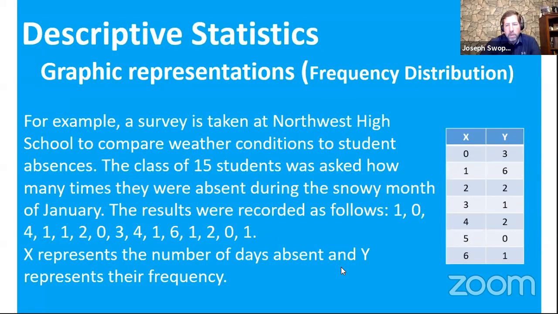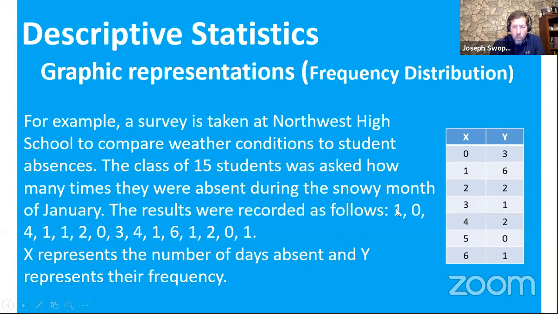Okay, descriptive statistics have graphic representations. This first one here is called a frequency distribution. It's just simply a table with X and Y. And you can imagine if I have X and Y, that's going to nicely translate into a graph where X is going to be the independent variable and Y is going to be the dependent variable. For example, a survey is taken at Northwest High School, let's go Jags, to compare weather conditions to student absences. Is there a relationship? The class of 15 students was asked how many times they were absent during the snowy month of January. The results were recorded as follows.